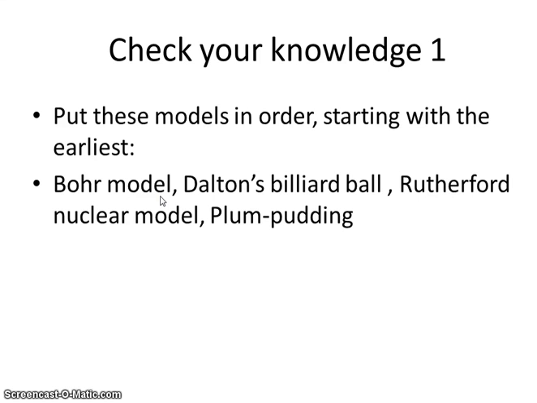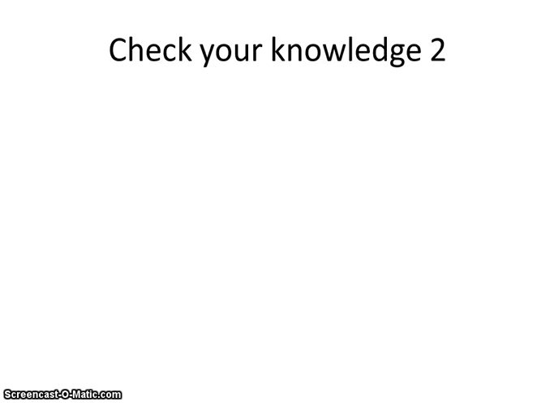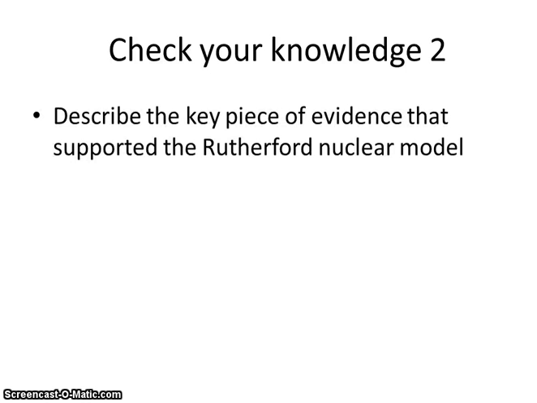So pause the video now and work out the order in which those models are likely to come in, starting with the earliest. And hopefully what you came up with was this order here: the billiard ball model, plum pudding, the nuclear model, and finally ending up with the Bohr model. Okay, and a second chance. So this is about the experimental data that was used to support the models. So describe the key bit of evidence for the Rutherford nuclear model.